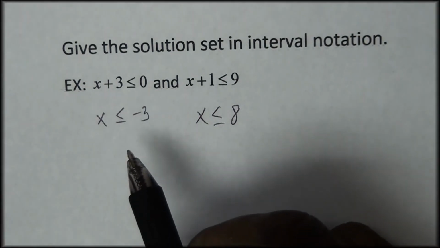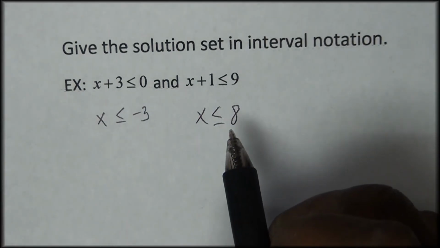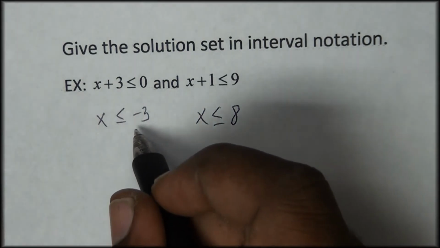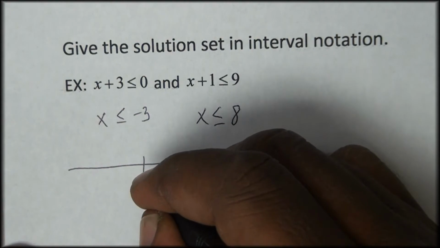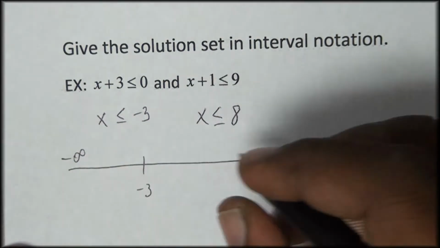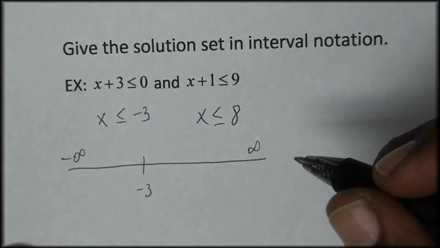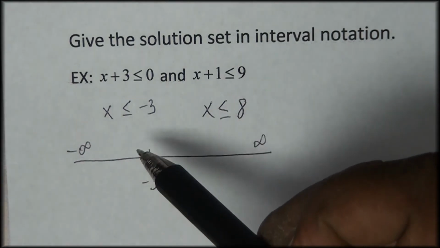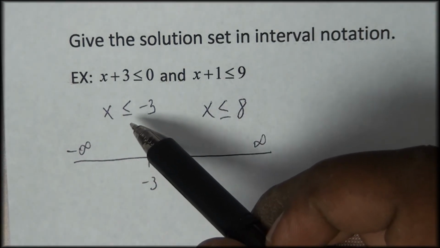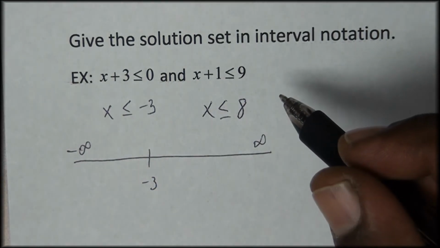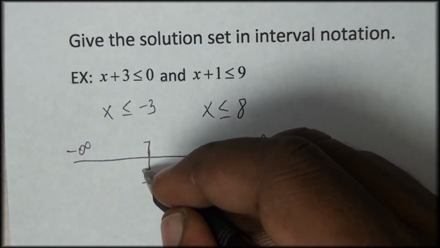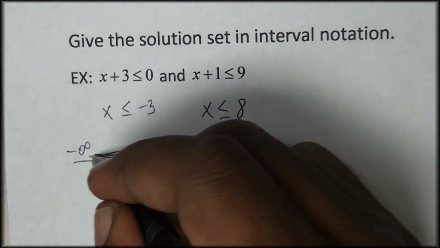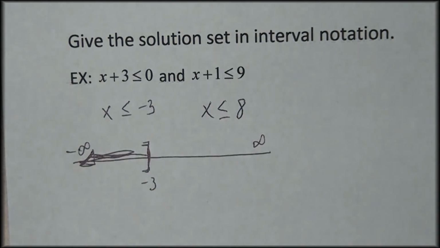We'll now graph each inequality. So for our first inequality, we'll center it at about negative 3. Negative infinity to the left, positive infinity to the right. We want all values for x that are less than or equal to negative 3. So at negative 3, our symbol is a bracket that faces the left. Our line also extends toward the left.